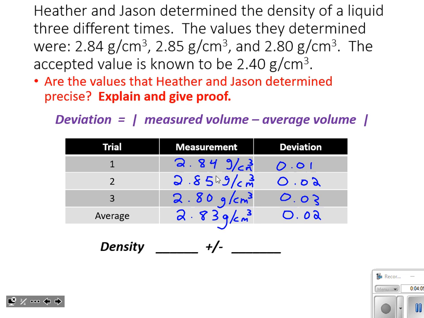So my density is going to be 2.83 grams per cubic centimeter plus or minus 0.02. Now, the question that was actually asked was, are they precise? So my answer would be yes, they are precise because my deviation was 0.02, which is very close to my average.